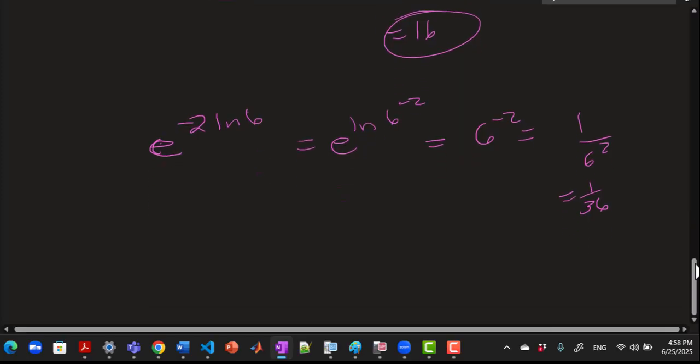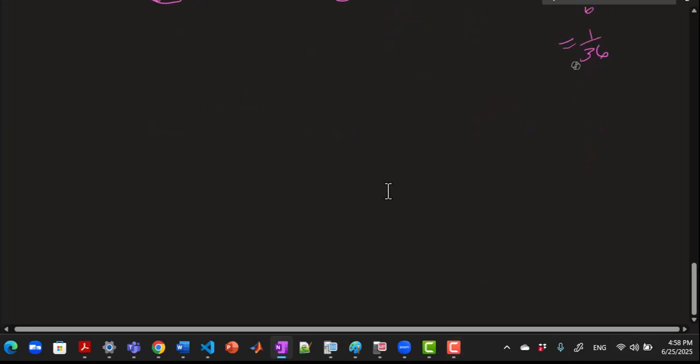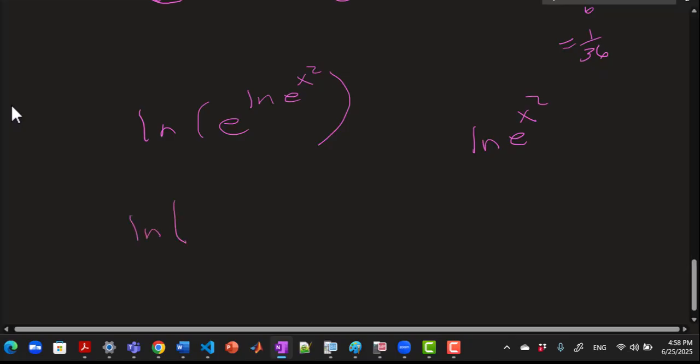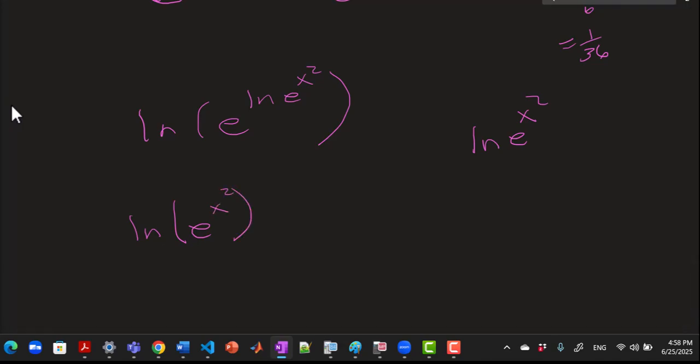Okay, now one last one. What if I had the natural log of e to the natural log of e to the x squared? Well, starting on the inside, the natural log of e to the x squared, natural log and e are inverse functions, so that just gives me x squared. So this is the natural log of e to the x squared. Now, natural log and e are inverse functions, so this just gives me x squared.